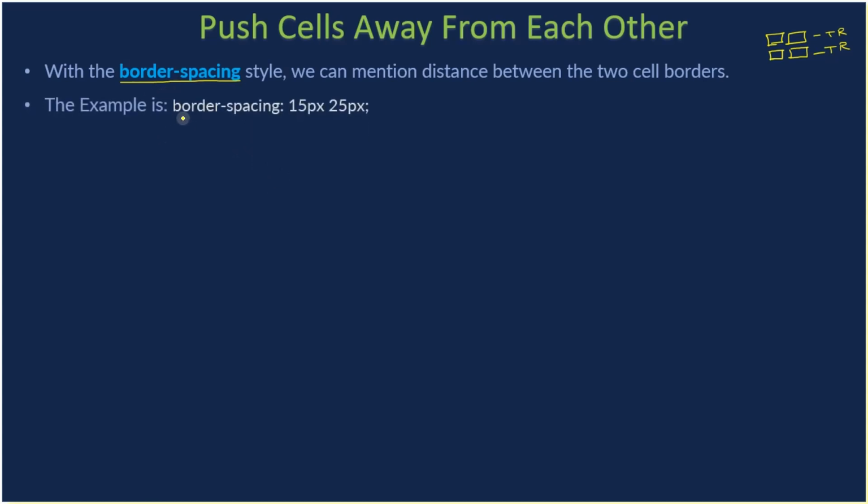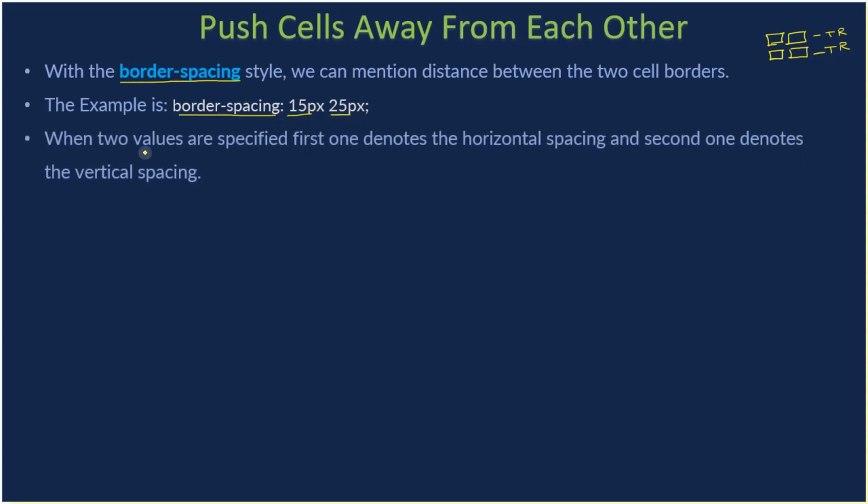So the example here is border spacing 15 pixel, 25 pixel. So we specify 2 distances, right? When 2 values are specified, the first one denotes horizontal spacing, right? And the second one defines the vertical spacing.